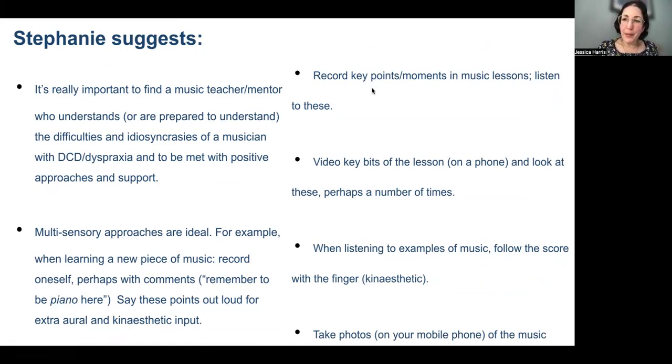Record key points and moments in music lessons and listen to these. Video key bits of the lesson on a phone and look at these perhaps a number of times. And when listening to examples of music, follow the score with the finger. That's again kinesthetic practice. And take photos on your mobile phone of the music.